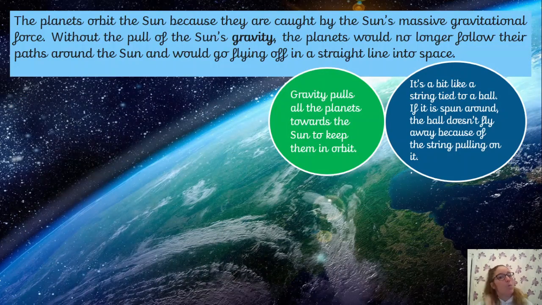The planets orbit the sun because they are caught by the sun's massive gravitational force. The sun's pull of gravity keeps them in their place. Without gravity, the planets wouldn't follow the path and they'd go flying off in a straight line into space. So the gravity pulls all the planets towards the sun to keep them where they are. If you imagine a swing ball, you know the game, you've got a tennis ball on a piece of string that you have to hit. When it's flying round fast, it stays in the same position. It's just like that.